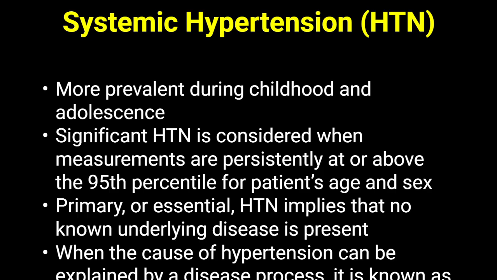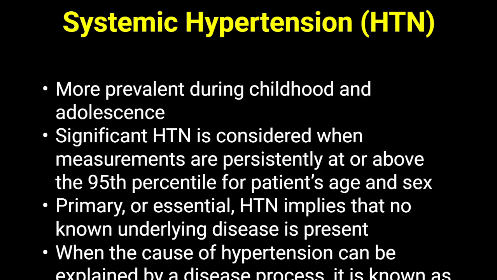Primary or essential hypertension implies no known underlying disease. When the cause can be explained by a disease process, it's secondary. Causes of secondary hypertension include renal disease, congenital vascular abnormalities, and endocrine disorders. In children, secondary hypertension is more common than primary, especially in younger children.